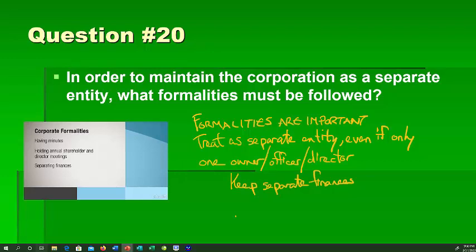You want to keep separate finances. You don't want to put the money directly into your pocket, so you have a separate bank account. You'll hold annual meetings, and you'll keep minutes and records to document what the business is doing.